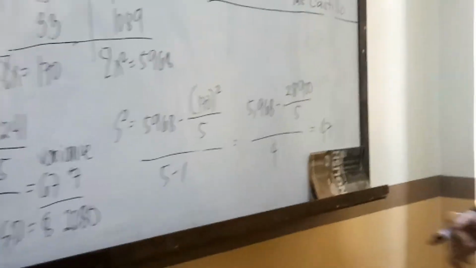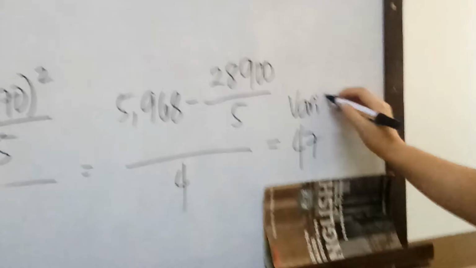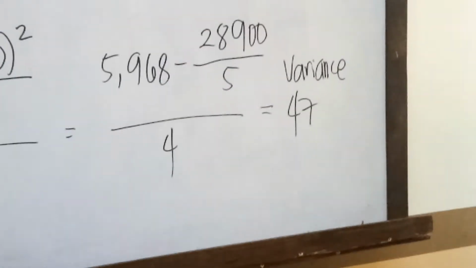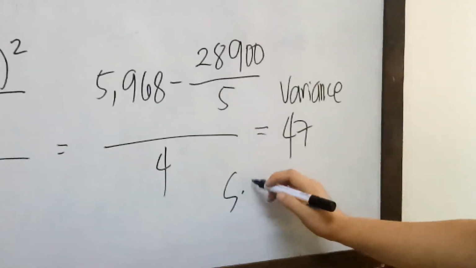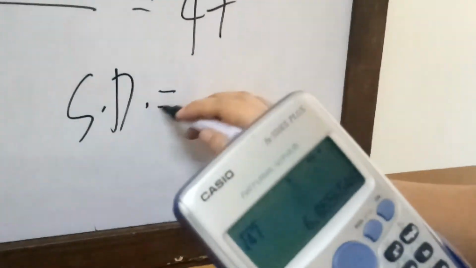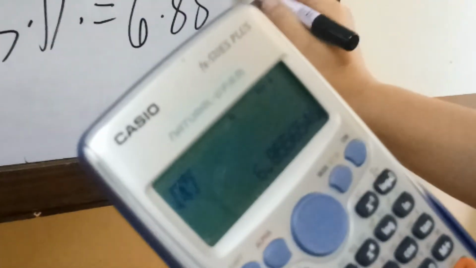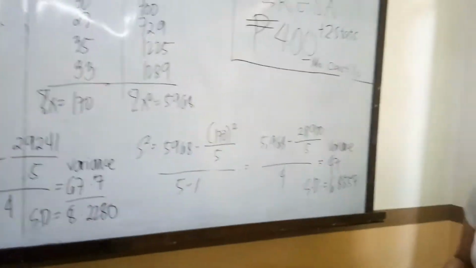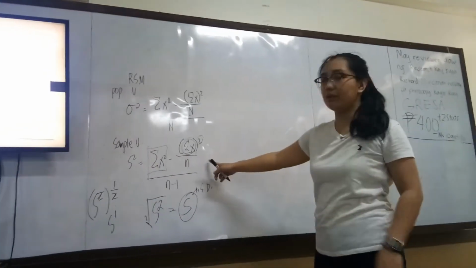Next naman tayo dito sa kabila. So, how will we get the standard deviation of this? So, this one is the variance. Okay? How will we get again the standard deviation? Just take the square root. Therefore, the standard deviation of this is square root of 47. Yan. Which is, what? 6.8557. Ganun lang. 4 decimal values. So, we're done with your sample variance.